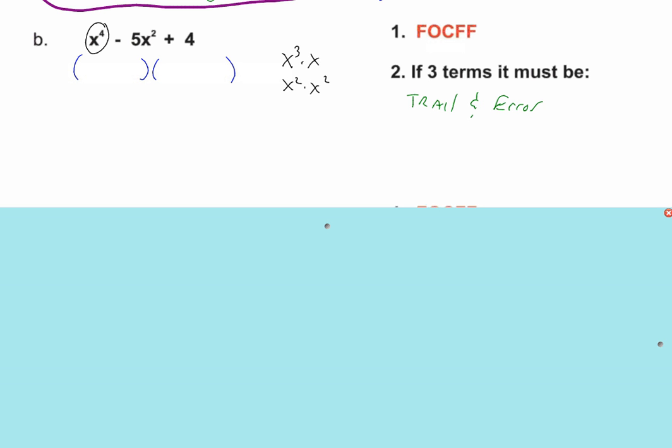Which one does the middle indicate? X cubed and x, or x squared and x squared? X squared and x squared. See, it's all about the middle. Because the middle is an x squared. So we're going to try x squared, x squared. And notice I said the word try, because it is trial and error. But again, if we think, we'll slow down.